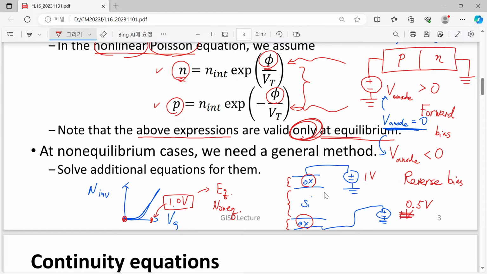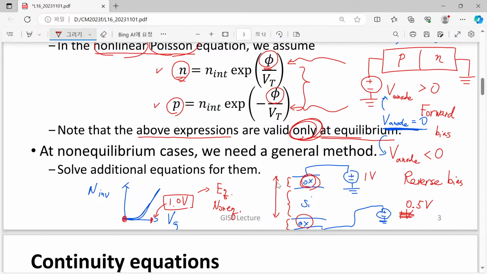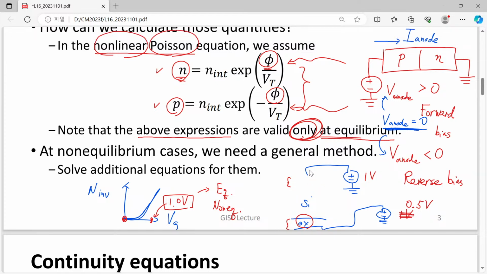So simply speaking, in this MOS system, because this vertical structure is really isolated due to these insulators, it is okay to apply the nonlinear Poisson equation, because that is strictly valid for the equilibrium case.